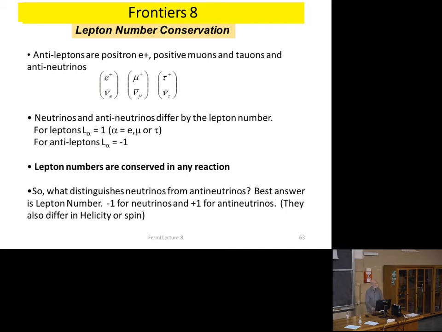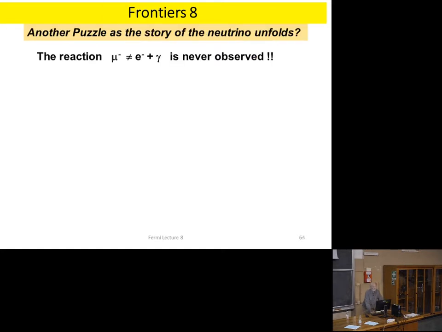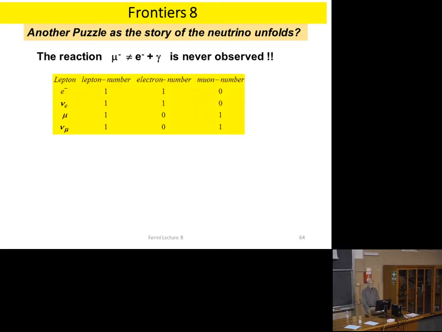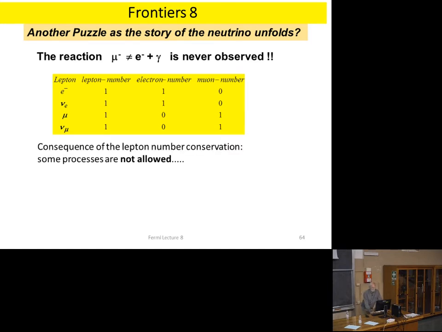So we don't have the complete picture, despite the fact that we have this picture that describes a lot, which we call the standard model. That's one of the reasons it's called a model and not a theory. It doesn't describe a lot of what we have put in empirically. So there are other puzzles as we look at the story of the neutrino, which I'm doing now. The reaction mu goes to e plus a gamma ray is never observed. That's because of this lepton number, electron number and muon number. And the consequence of that is that there's lepton number conservation. Some processes are just not allowed.